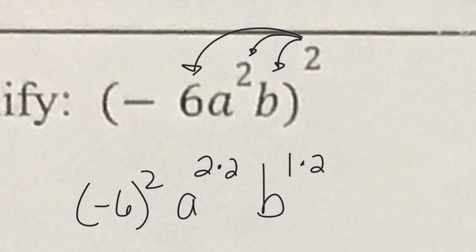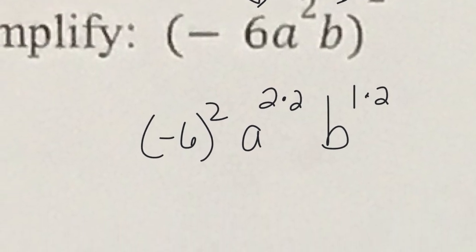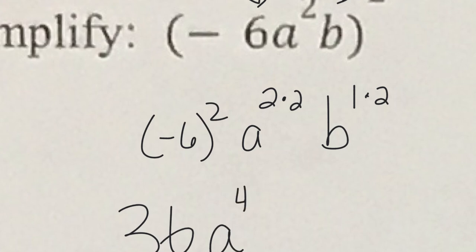Okay, so we have a parentheses raised to a power, which means we are distributing that square into all of our terms. So negative 6 times negative 6 is positive 36, because squaring something makes it positive. And this is a to the 4th power, because 2 times 2 is 4. And this is b squared, because 1 times 2 is 2.